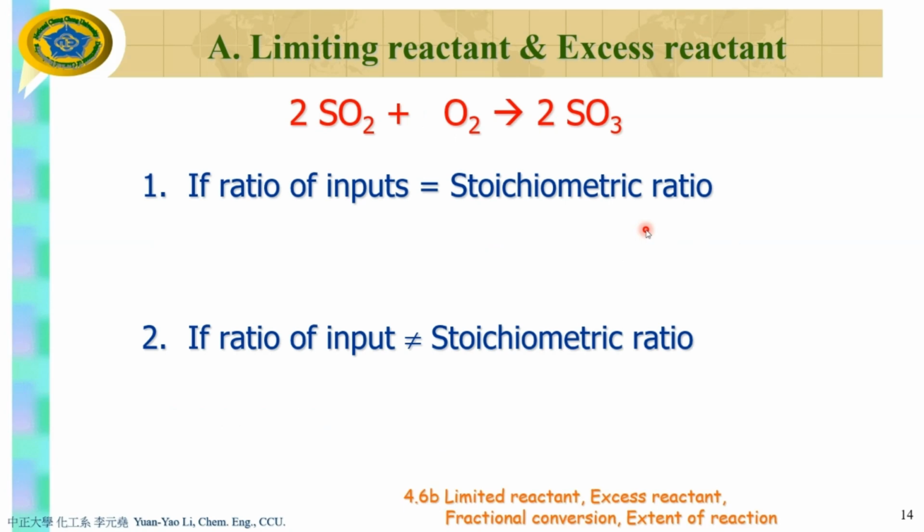Okay? No problem. So there are two circumstances. The first one is if the ratio of the input equals the stoichiometric ratio. That means what? This is what we call stoichiometric proportion. So 2 to 1: you put in 2 moles of the SO2 and exactly 1 mole of oxygen. And this is what we call stoichiometric proportion.